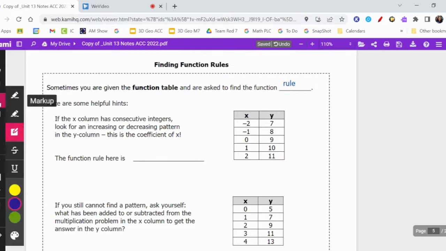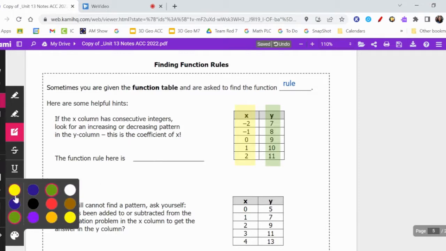So here are some helpful hints. If the x column has consecutive integers, and this one does, negative 2, negative 1, 0, 1, 2, look for an increasing or decreasing pattern in the y column, this column. That's the coefficient of x.